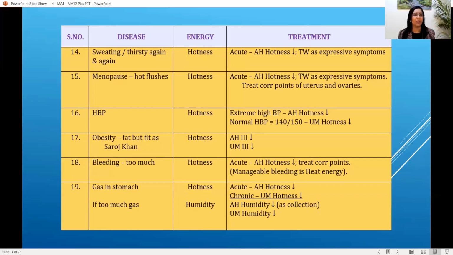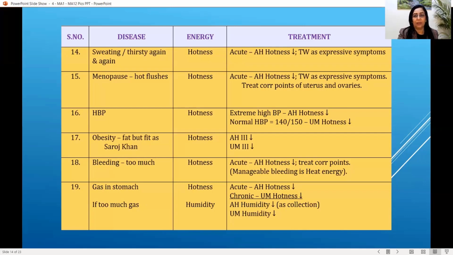And if there is just too much gas, like a person is just going on belching, or letting out gas from everywhere, just too much, then you can also try sedating humidity, because humidity energy, which is the next energy we are going to do, is for collection. And sometimes there is so much gas in the body and it doesn't even get expelled. There's a lot of expansion, but it doesn't get expelled, which actually ends up giving you a headache, or maybe some kind of chest pain, because of the collection. So if there is too much collection of gas, then you can try humidity sedation.